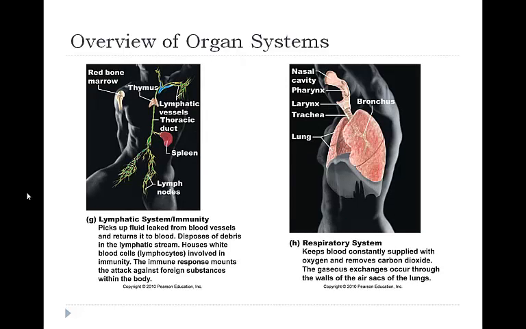Okay, next one is your lymphatic system. Your lymphatic system is going to be working with your immune system, and it's going to be picking up extra fluid lost from blood vessels and returning it to the blood. Your respiratory system is going to keep a constant supply of oxygen so your blood can come pick it up, and it's going to constantly be dumping off carbon dioxide, so when your blood dumps off the carbon dioxide, it's not building up in your body.